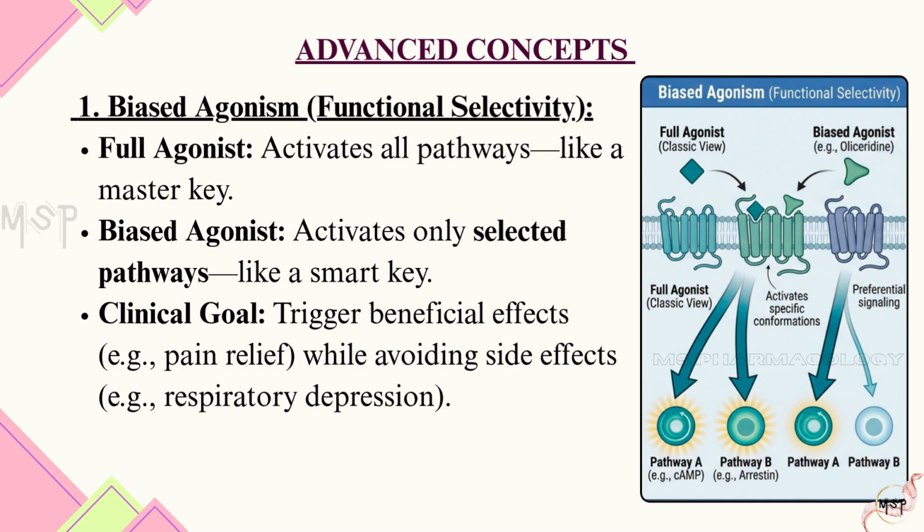Why is this a major goal in drug design? Imagine an opioid designed to trigger the pathway for pain relief while completely avoiding the pathway that causes respiratory depression or nausea. By being biased toward the beneficial signal alone, we create medicines that are far safer and more effective.